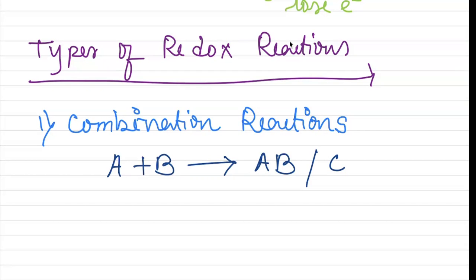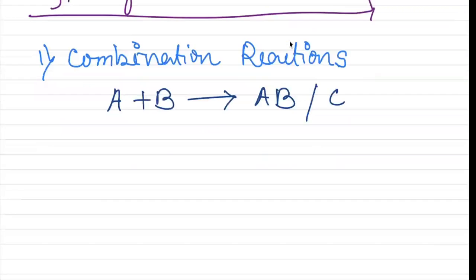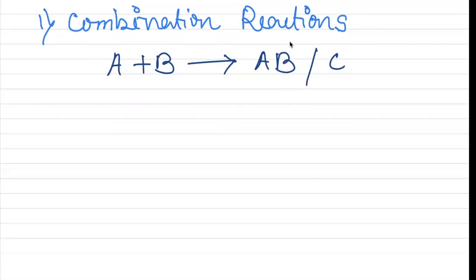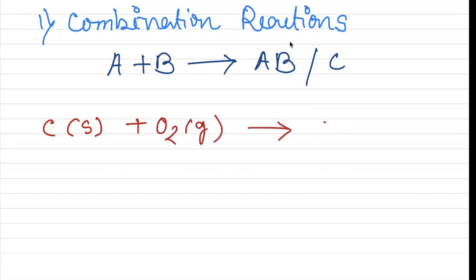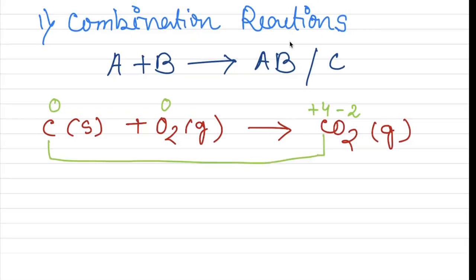Okay, let's see some examples. See, carbon when it reacts with oxygen forms carbon dioxide. Let's see the oxidation numbers. Here carbon is in 0 oxidation state. Oxygen is also in elementary form, that means 0 oxidation state. Here carbon is +4, oxygen is -2, right? So if I consider this one, see, the oxidation number increases.